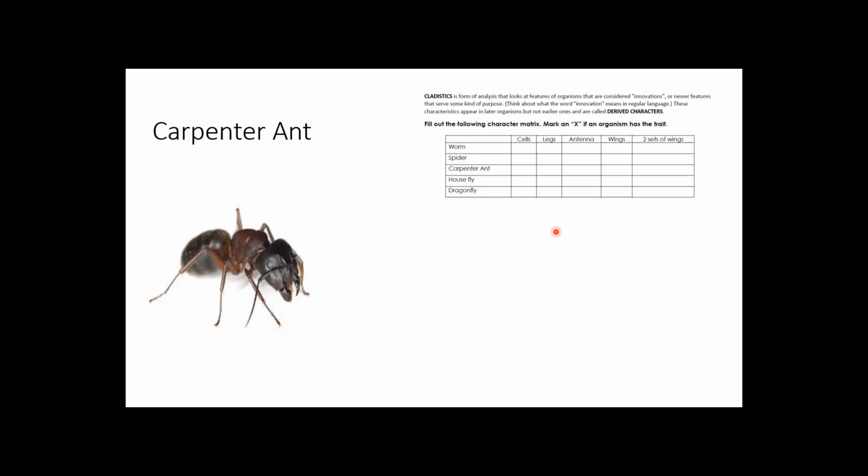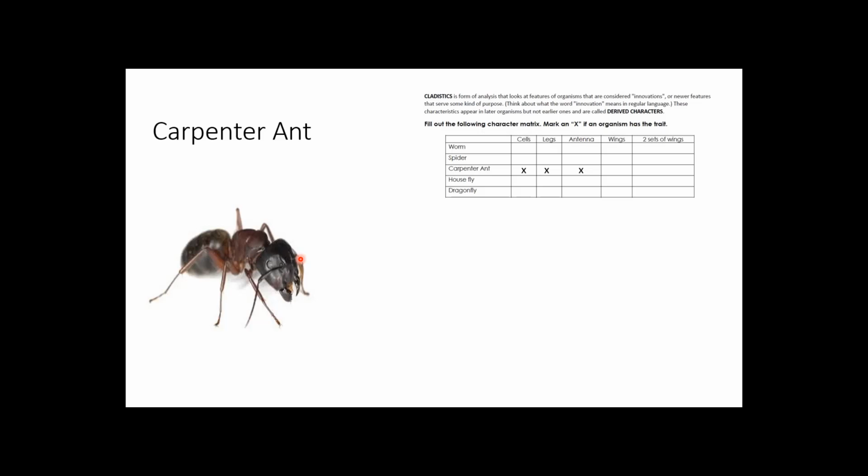So let's go to a carpenter ant. A carpenter ant definitely has cells, because all living things have cells. And it definitely has legs. If you take entomology, you'll know that it only has 6 legs, where spiders have 8. Does it have antennae? Yes, and here's the antennae right here. So spiders do not have antennae, but carpenter ants do.